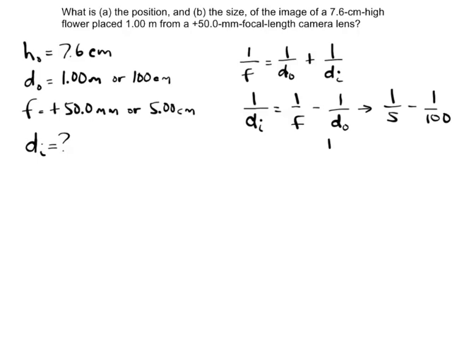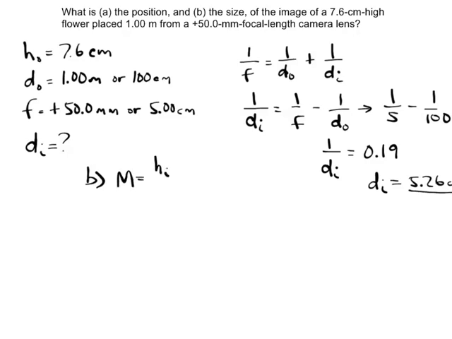That is going to give me that 1 over di equals 0.19, and so di equals 5.26 centimeters. Part B, finding the height. I could calculate the magnification first, but I know that the magnification is equal to hi over ho, which is also equal to negative di over do. I don't have to calculate the magnification first. I can, if I want to, just use this: the ratio of the heights is equal to minus the ratio of the distances, and that's what I'm going to do.